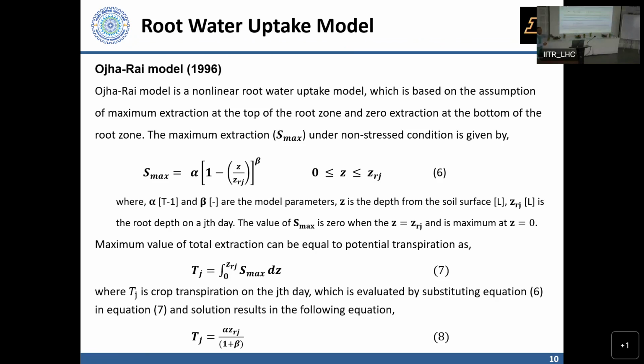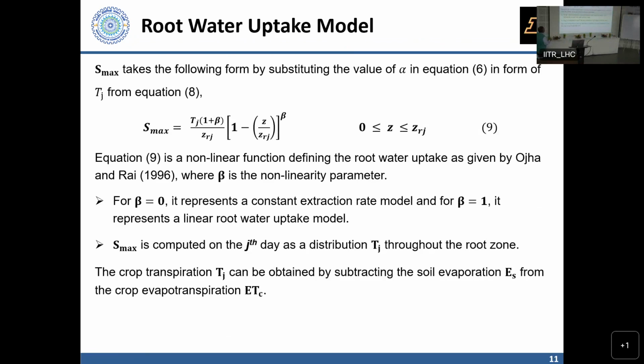So I started my crop today, I sowed it. From today I will be measuring the transpiration every day. So that will be the summation, because all this transpiration need has to be met by the entire root. So we integrate it from 0 to root length, S max into dz. So we can get this equation. The equation is non-linear in the function defining the root water uptake, because of this beta.